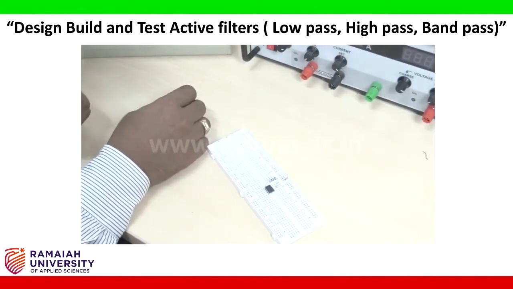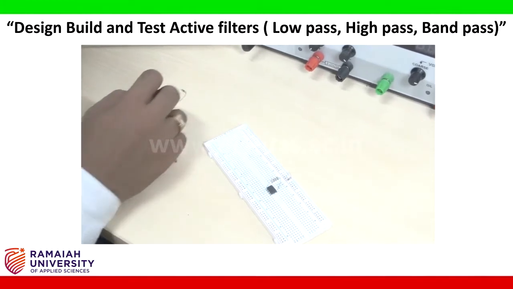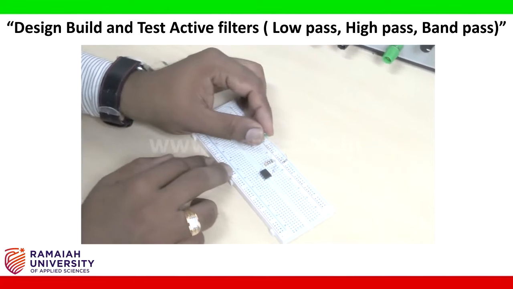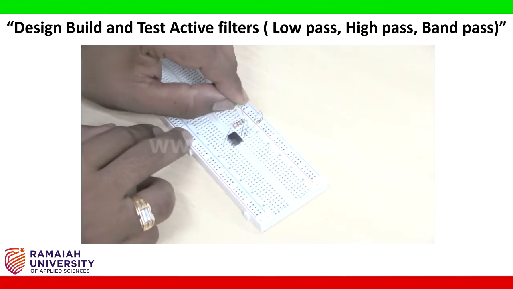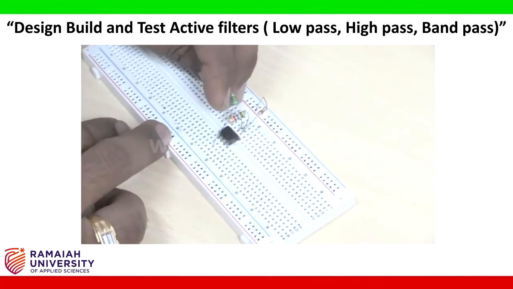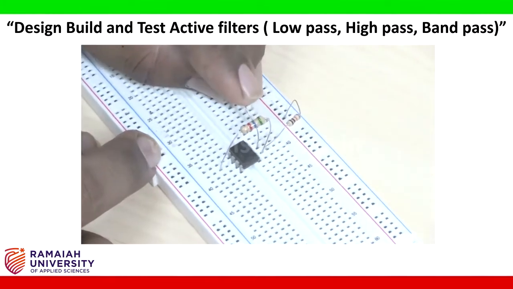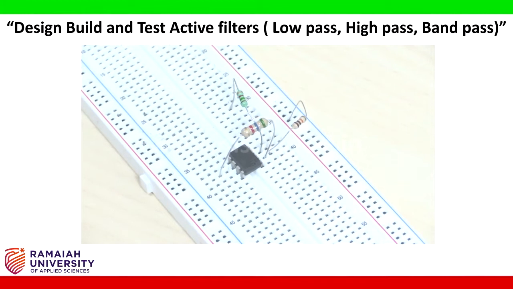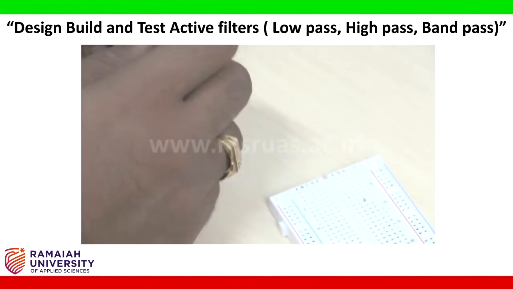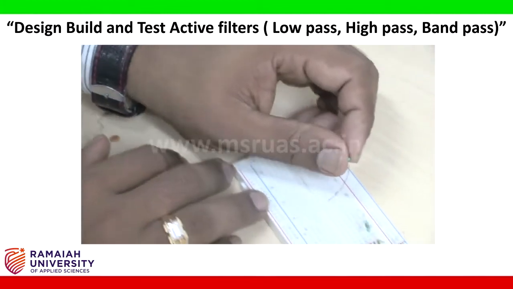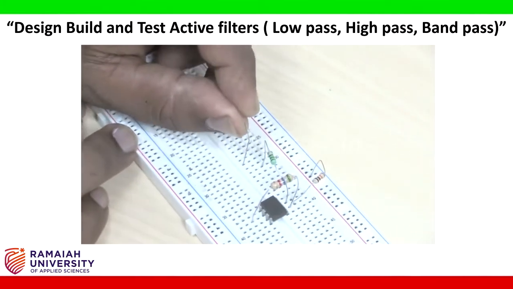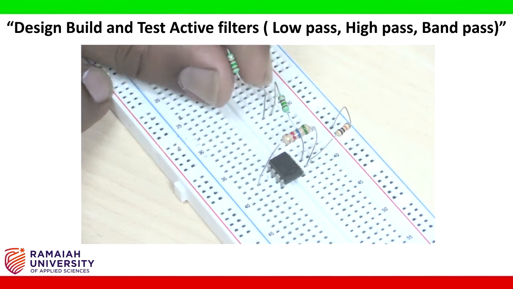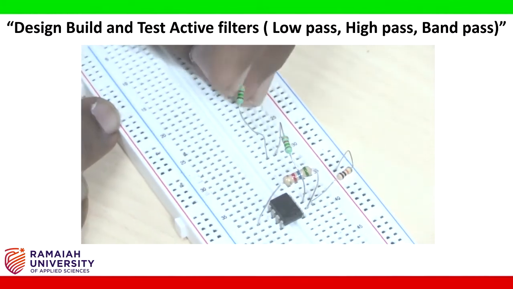Now I am going to connect the 1.6 kilo ohm resistor to terminal number 3. So this is terminal number 3 to somewhere in the circuit board. I connect like this, and another 1.6 kilo ohm resistor I need to connect in series with this resistor. So I connect like this. I connect this point to somewhere in the circuit board.